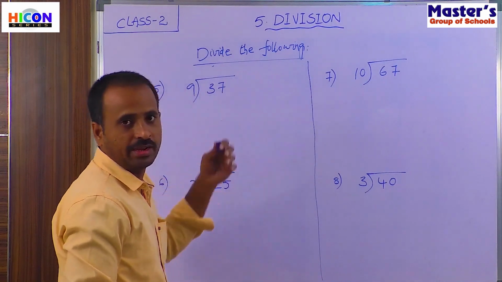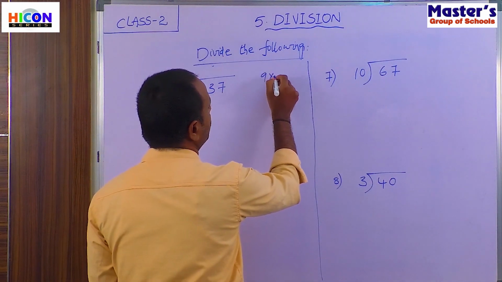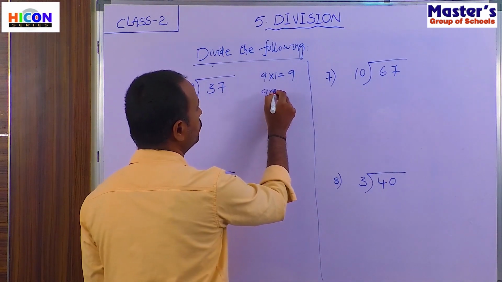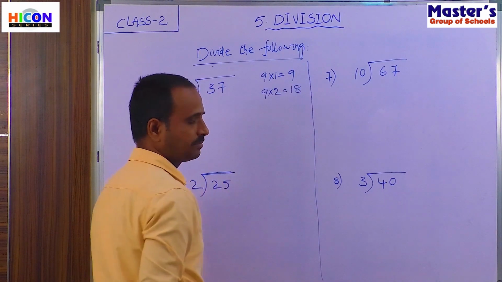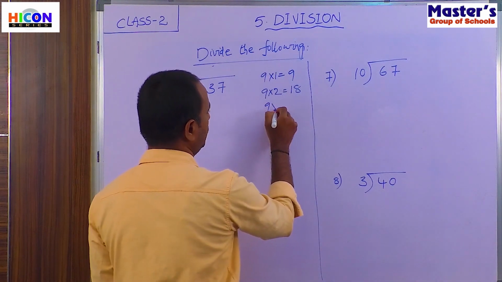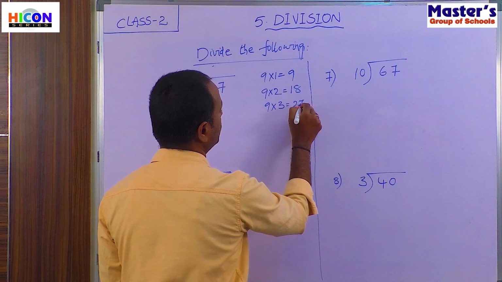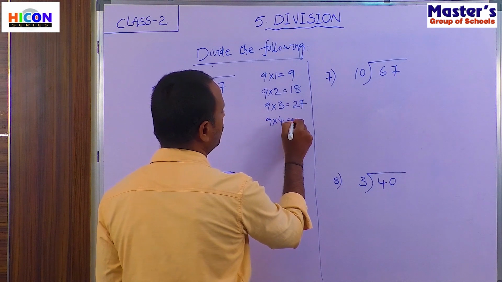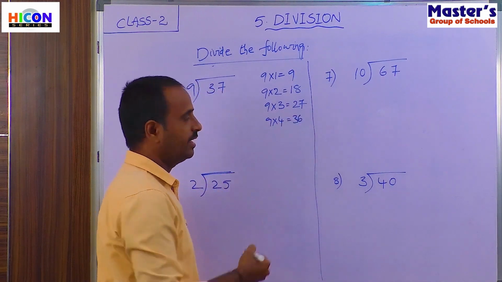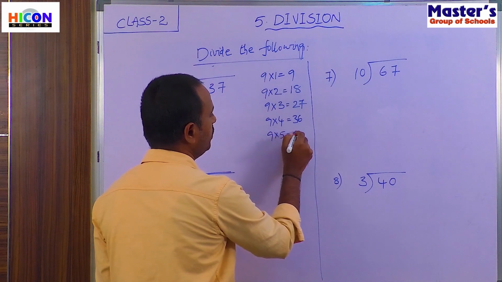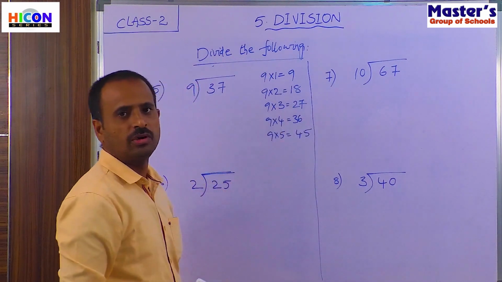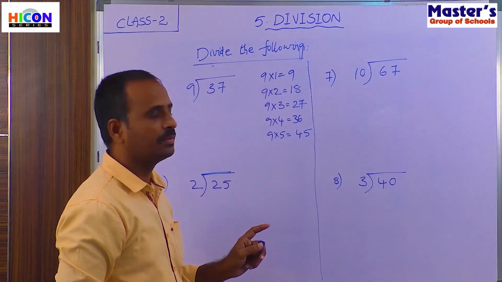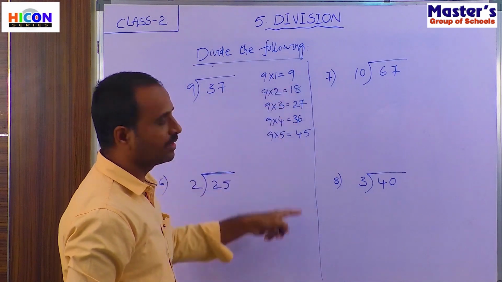Let us recall the 9th table. Take one time: 9 ones are 9, and 9 twos are 18. Take 3 times: 9 threes are 27. Take 4 times: 9 fours are 36. Take 5 times: 9 fives are 45. So children, if you observe the 9th table, we did not get the number 37 here. It means there is no number 37 in the 9th table.